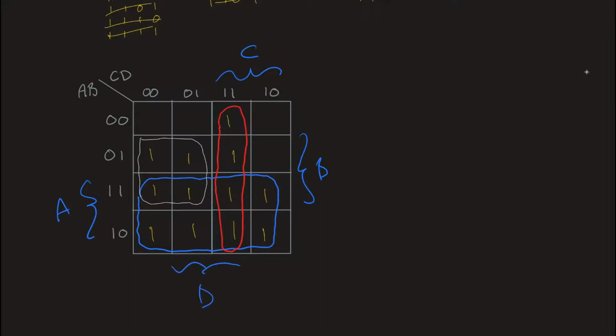Alright, so I've got my A range, I've got my B range, got my C, I've got my D. Alright, so we'll do the blue group first. It's entirely inside of A. It crosses B, it crosses C, and it crosses D. Done.